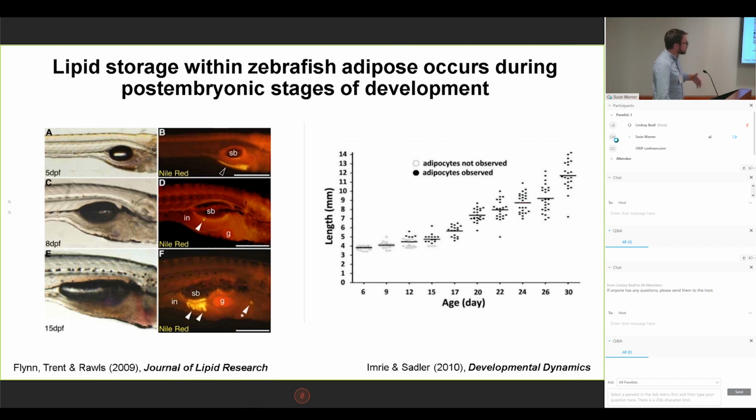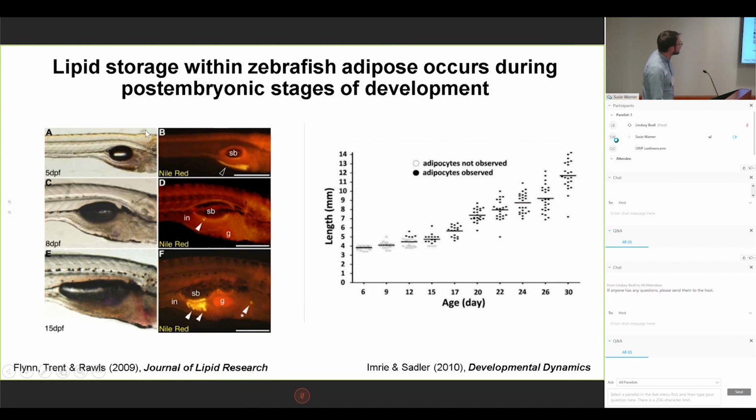And that is that zebrafish adipose tissue doesn't really appear until post-embryonic stages, so 10 days post-fertilization or 8 days post-fertilization. So experimentally, traditionally we'll look at days post-fertilization in zebrafish, but that's not really sufficient to explain a lot of the variability that we see with adipose tissue.